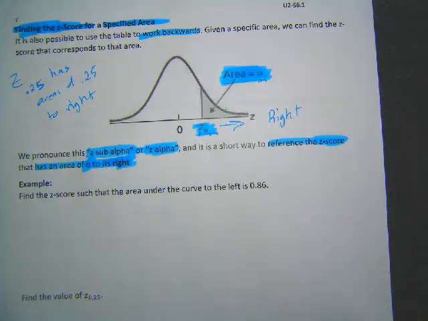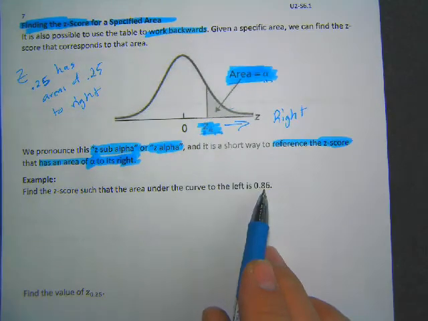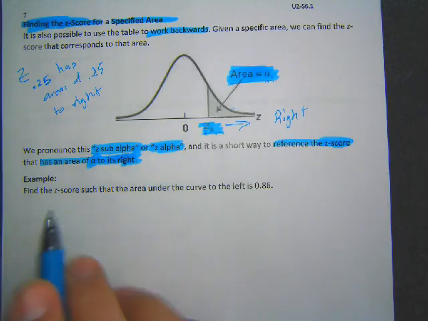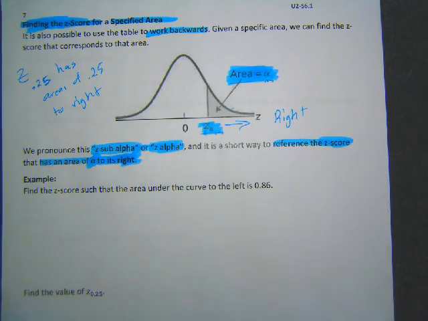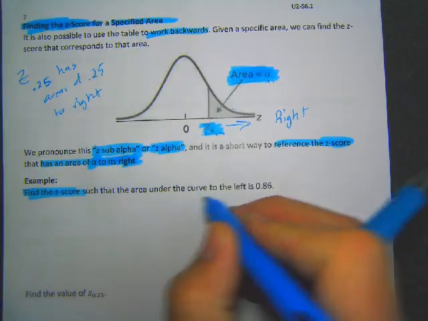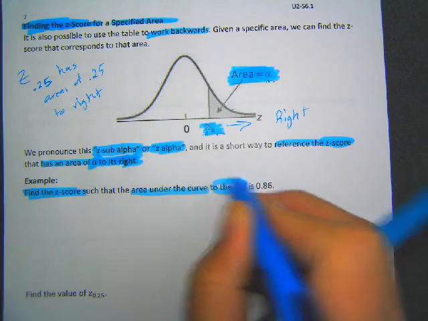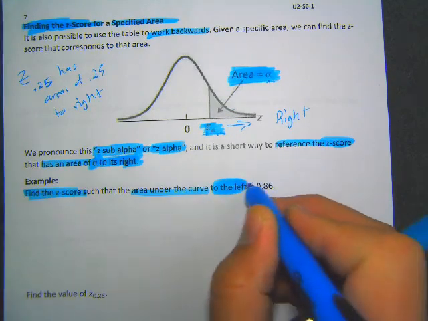Okay, so let's do this now. We're going to find the z-score given the area. So they said find the z-score given the area under the curve to the left. Notice they'll have to tell us which area, whether it's right or left, is 0.86.